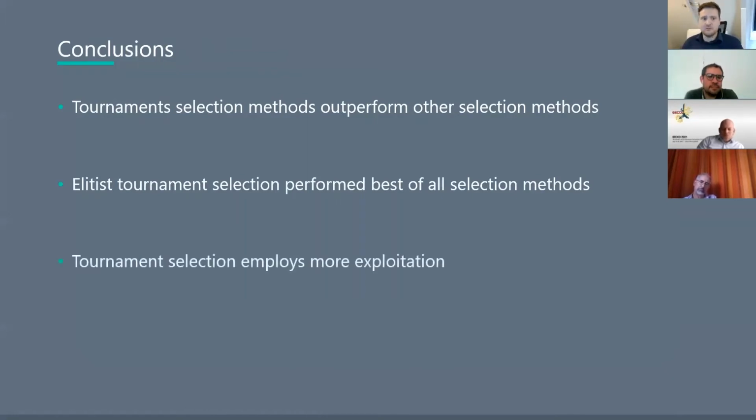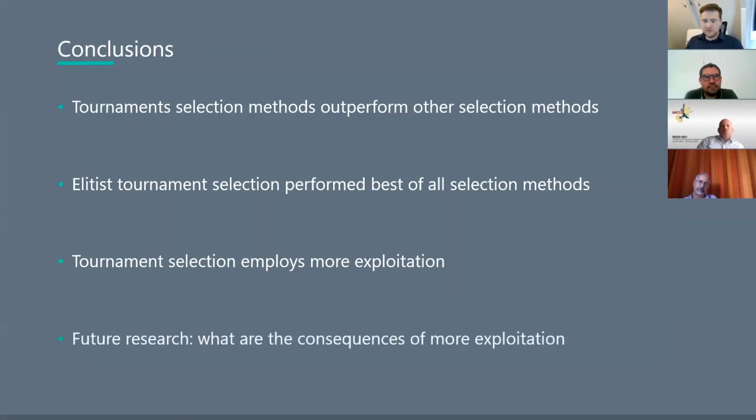And I found that for these benchmark functions in my research, the tournament selection employs more exploitation and therefore could outperform the other selection methods. Future research should investigate the consequences, because in general, too much exploitation is not necessarily a good property. However, for these benchmark functions, it appeared to be beneficial.